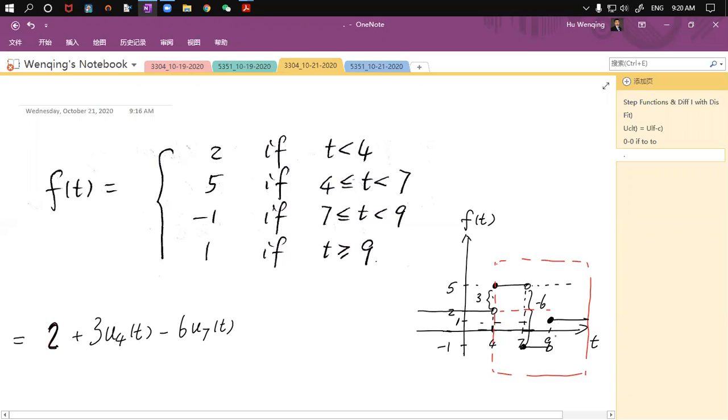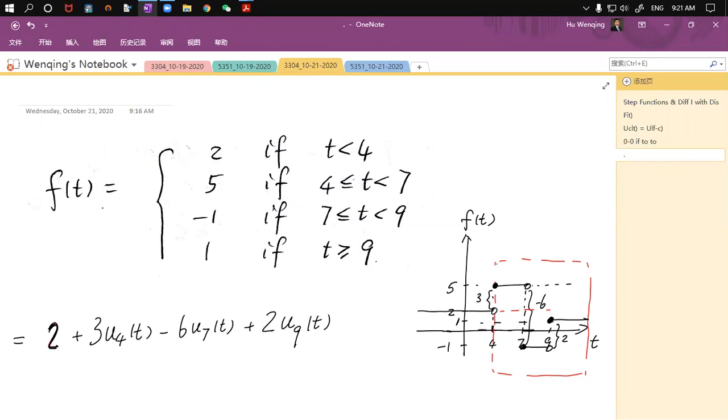If you do this correction, then at point 9 you do another correction, from -1 to 1. The correction is by +2, so you add 2 multiplied by u9 of t. At point 9 you jump back a little bit, and you get this. So this is a nice linear combination of several unit step functions that can produce this piecewise step function. Is that good for everybody?